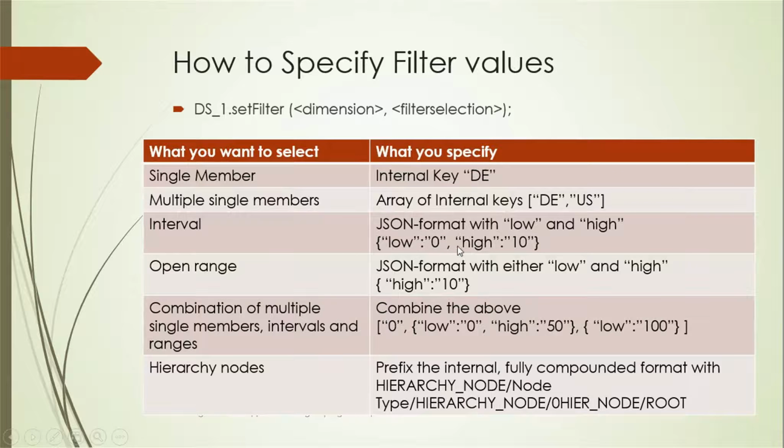If you want to specify intervals, we can use curly brackets with the JSON format, low colon 0. If you want to specify a range, an interval, this is where 0 is low and high is 10. Then open range: if you want to specify a low or high range, we can say it like this. And if you want a combination of multiple single members and intervals, we can specify that here too. It's a combination of interval and open range. Then hierarchy nodes, which will be prefixed with the internal fully qualified component format, and then we can specify the node.